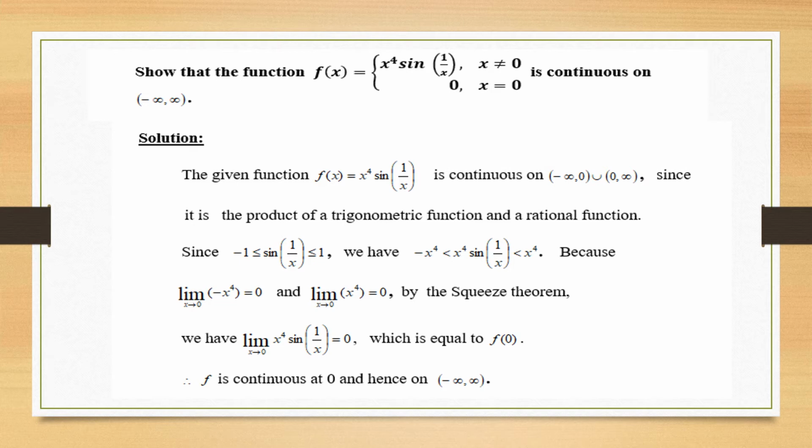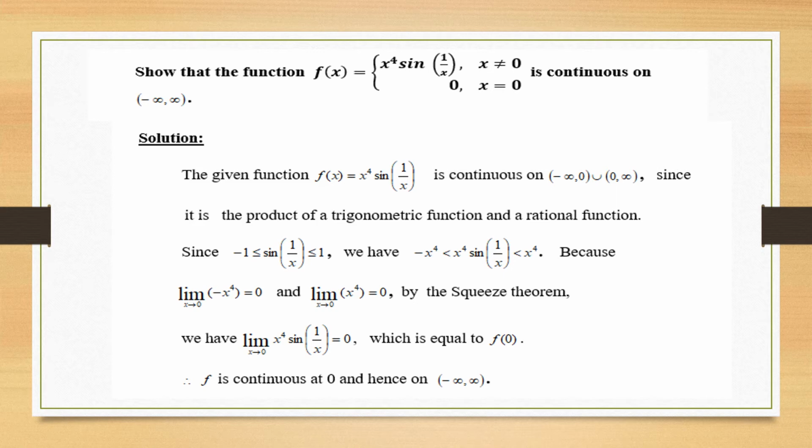Since it is the product of a trigonometric function and a rational function, you can say that minus 1 is less than or equal to sine of 1 upon x, which is less than or equal to 1. Applying the sandwich theorem, multiplying by x power 4 on both sides, we get minus x power 4 less than or equal to x power 4 sine 1 upon x less than or equal to x power 4. As the limit extends to 0 of x power 4, when I substitute 0 in place of x, I get 0.